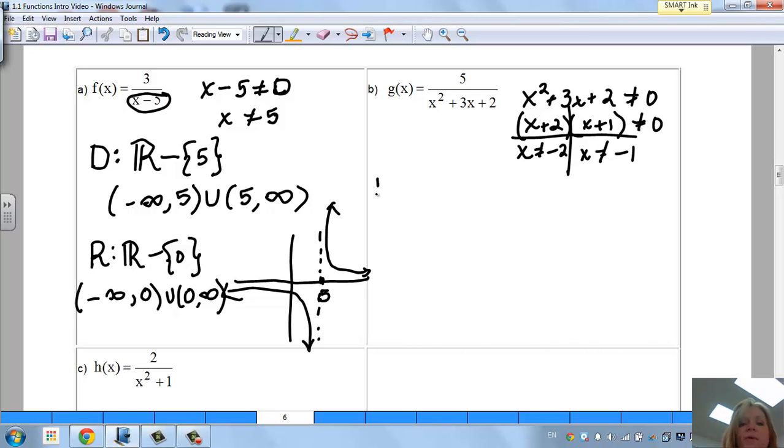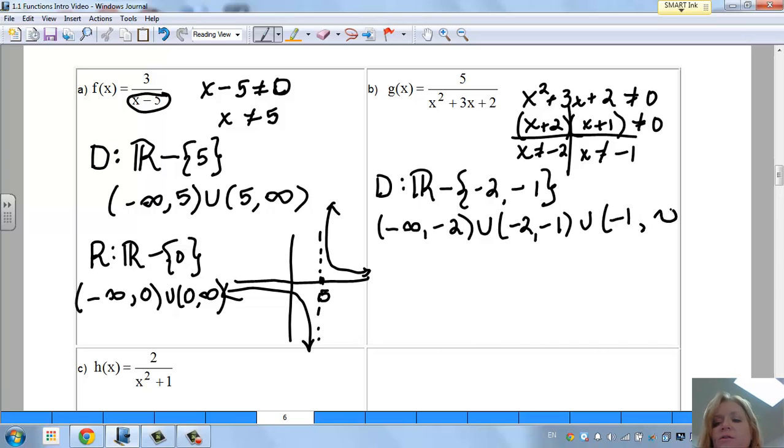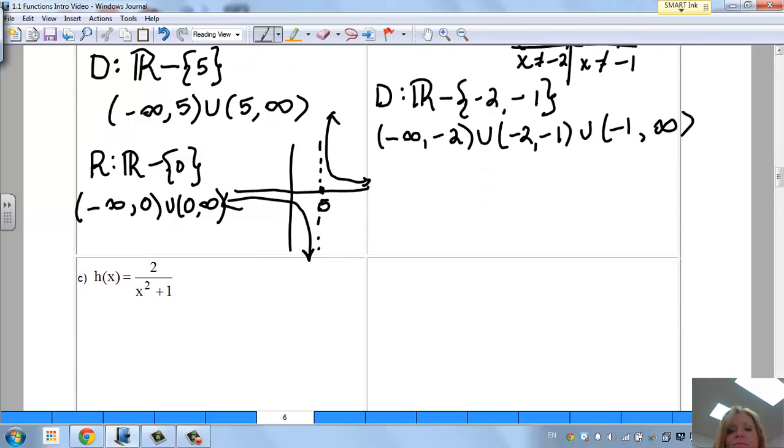When I do this domain, I can say it's all real numbers, but I can't have negative 2 and I can't have negative 1. When I write this in interval notation, it looks kind of weird, but you have to skip both of these. So I'm going from negative infinity to negative 2 in union with negative 2 to negative 1, in union with negative 1 to infinity. So now I have two holes, because at negative 2 and at negative 1 I don't have numbers. We're not going to do the range on that one right now, but that's how you do the domain.